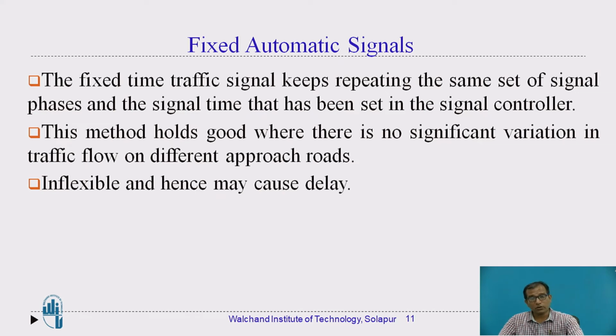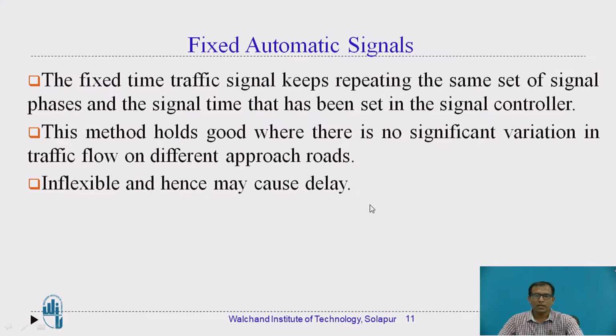Now the next one is the fixed automatic signal. In this one, we fix the cycle length, and the red, green and amber timings are all fixed. The rotation will change, and the same timing will continue for all the legs, repeating the same set of signal phases and signal times that has been set in the signal controller. The only problem is that it is inflexible and hence may cause a delay.